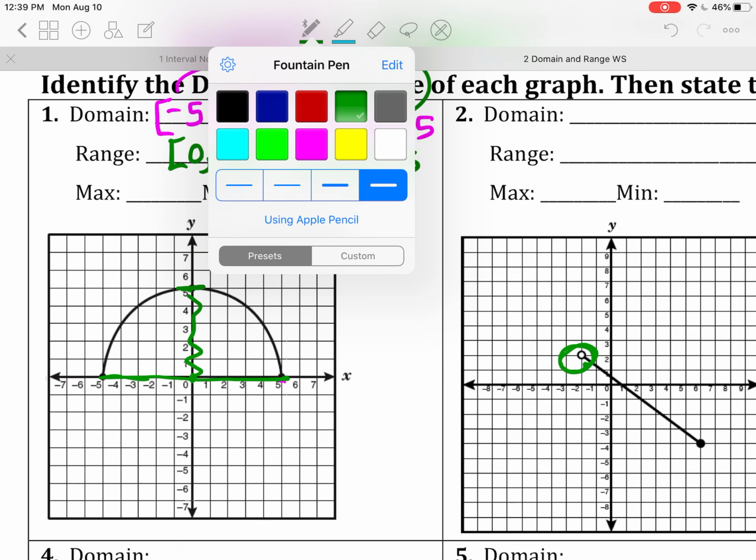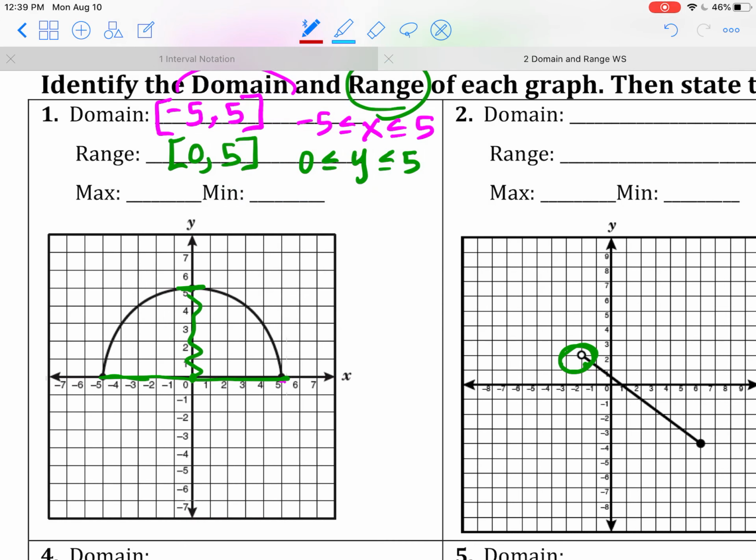Max and min always refer to y values. Whenever you talk about the max and min of a function, you're talking about the lowest output and the highest output. And so max would be this point here, and then min would be this point here.